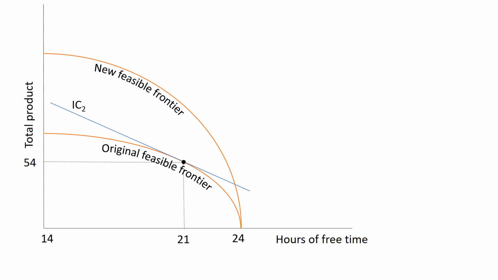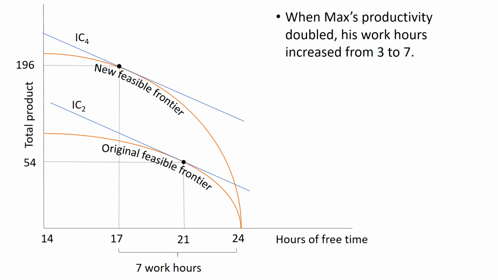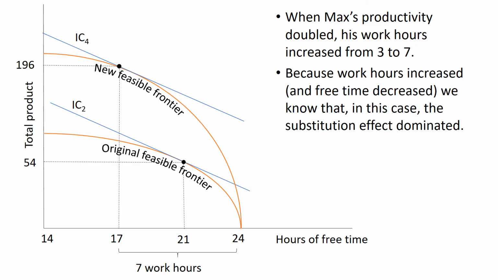In this example, Max's productivity doubles, which allows him to reach a new higher indifference curve, representing a higher level of utility. And he also has a new optimal point, where instead of 3 hours, he's now working 7 hours. Because work hours increased and free time decreased, we know that in this case, the substitution effect dominated.